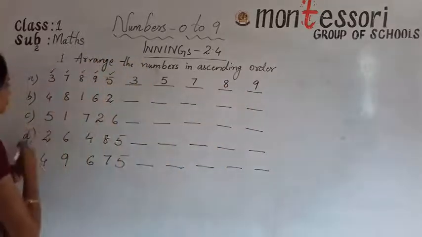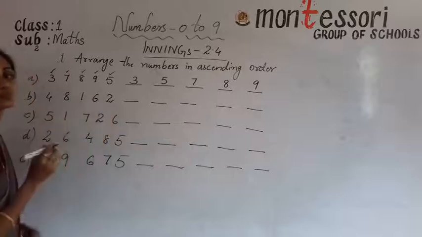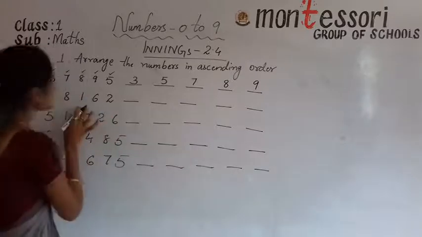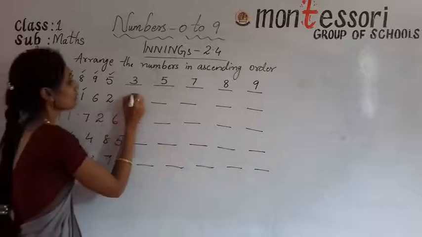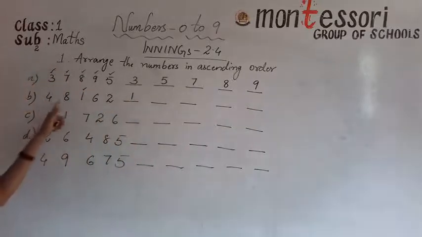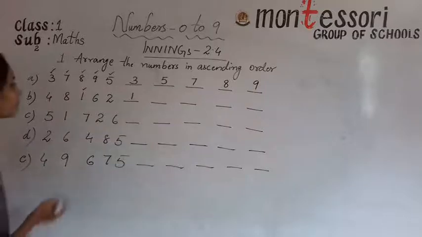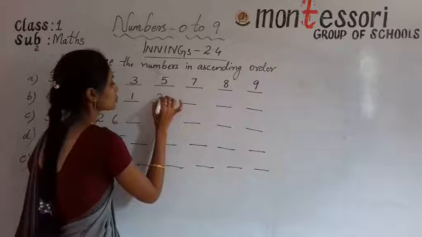Next. 4, 8, 1, 6, 2. Which is the smallest number? 1. So, this one we have to write here. Next, now 4, 8, 6, 2. Which is the smallest number? 2 is the smallest number. So you have to write the 2.